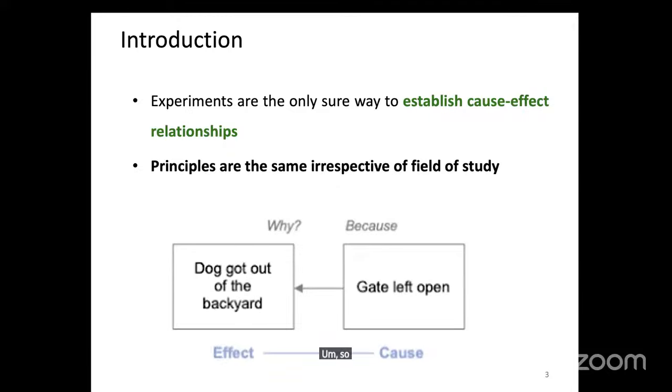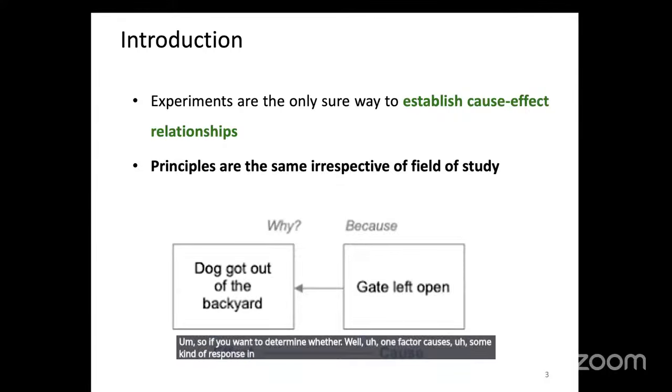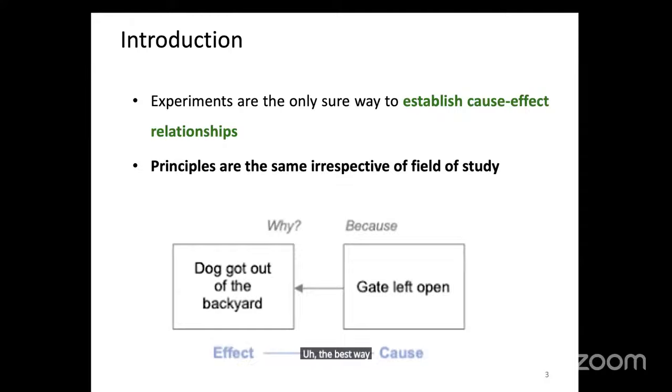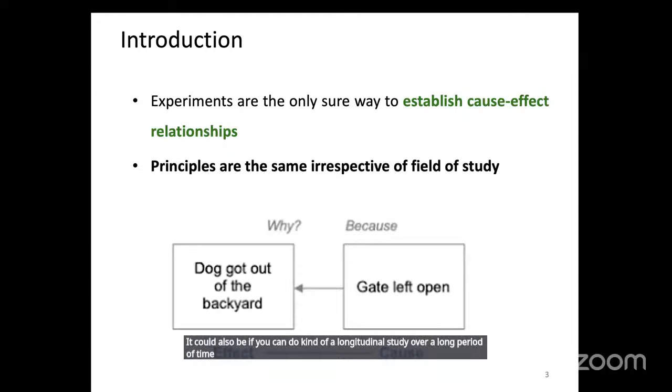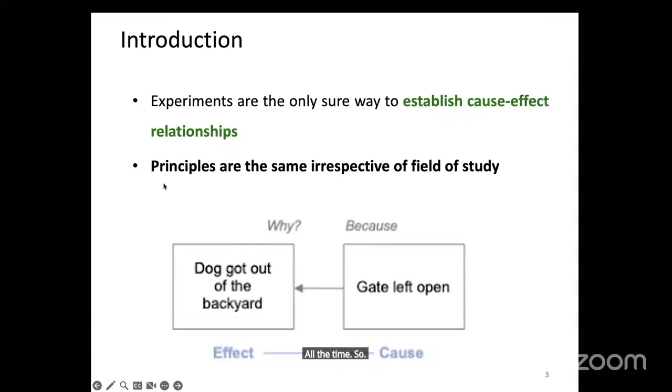If you want to determine whether one factor causes some kind of response in the system, the best way would be to set up an experiment, or as we saw yesterday, it could also be a longitudinal study over a long period of time, where you follow a certain group of people over time. It doesn't matter which field you are in, the principles of experimental design will always be the same.